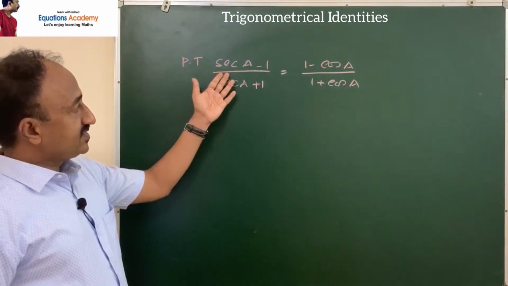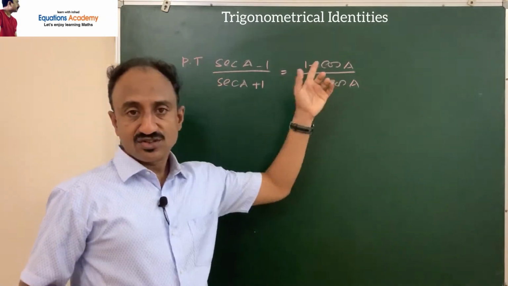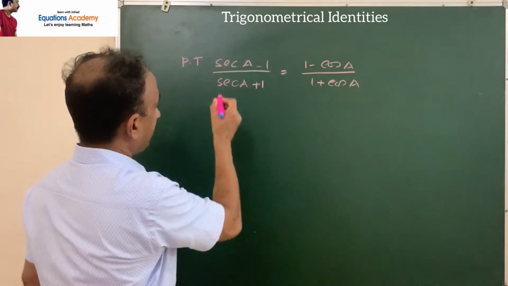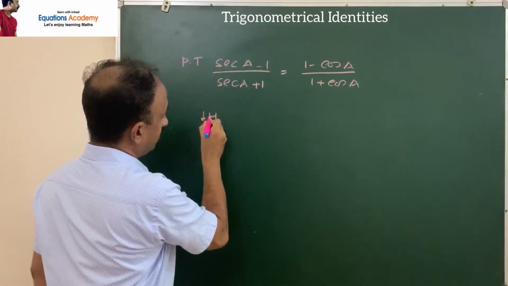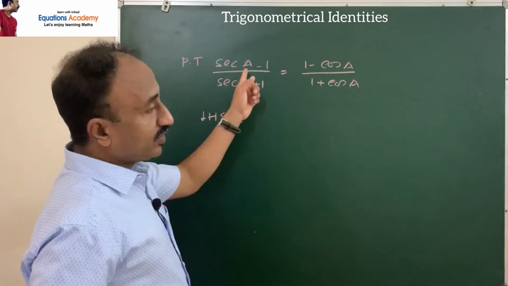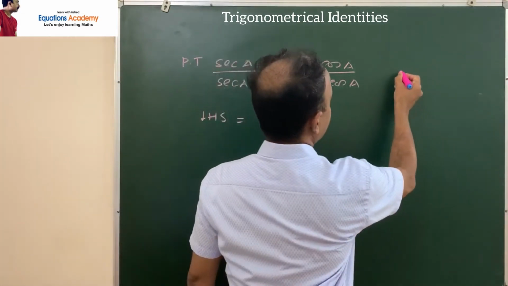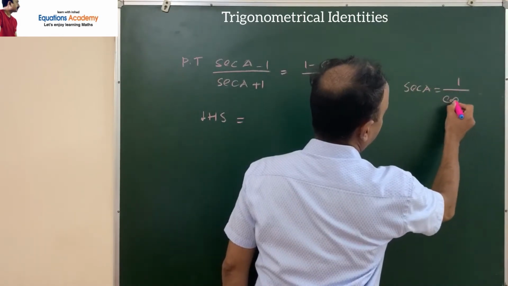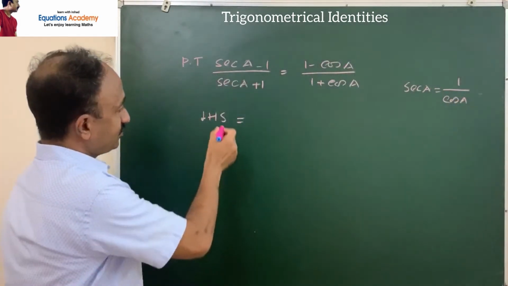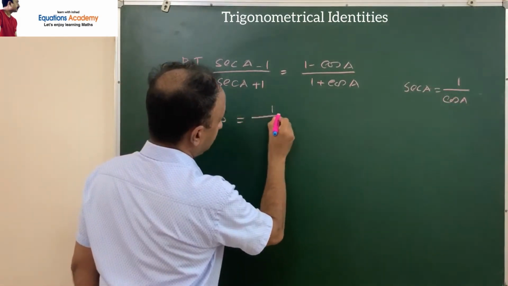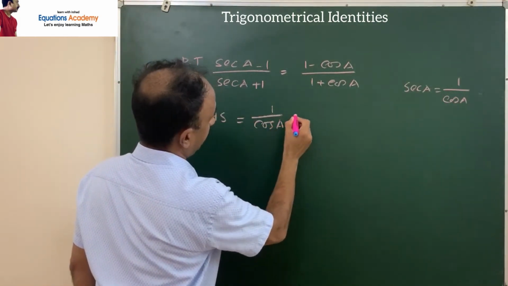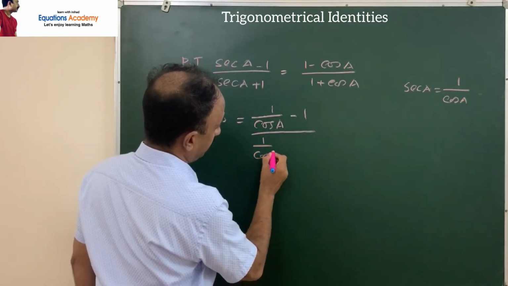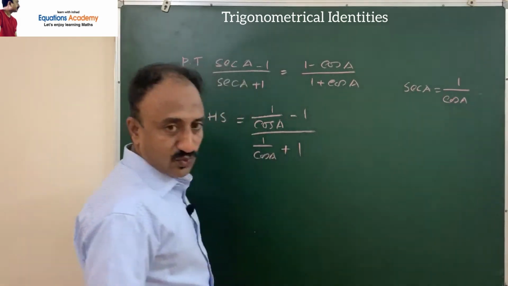Here the LHS is sec A and RHS is cos A. So we will rewrite sec A in terms of cos A. So our LHS becomes, what is sec A in terms of cos A? Sec A is equal to 1 divided by cos A. So LHS becomes 1 divided by cos A minus 1 divided by 1 divided by cos A plus 1.